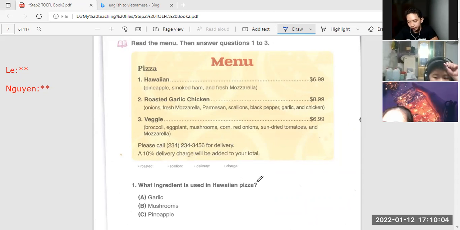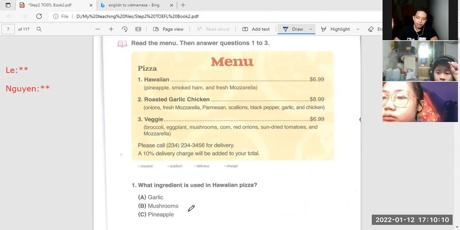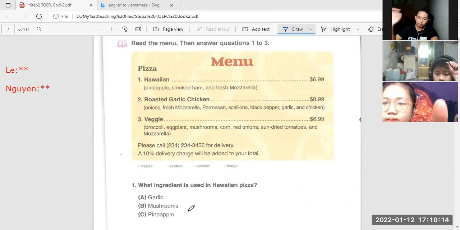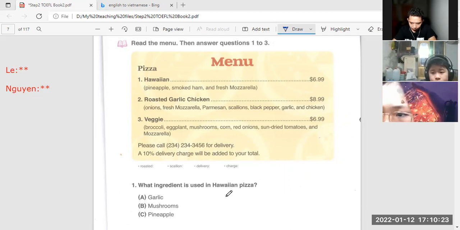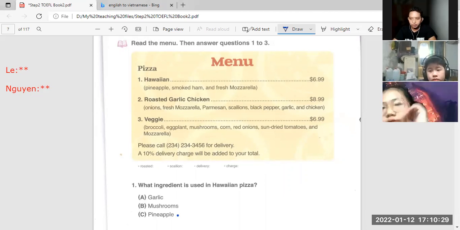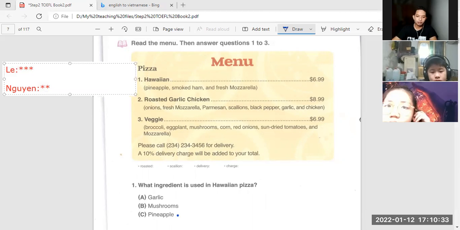Okay, let's get ready. What ingredient is used in Hawaiian pizza? Garlic, mushrooms, or pineapple? Raise your hand. Who knows the answer? Okay, Le. Pineapple. Okay, it is pineapple. Perfect. So one star for Le. Okay, next, number two.